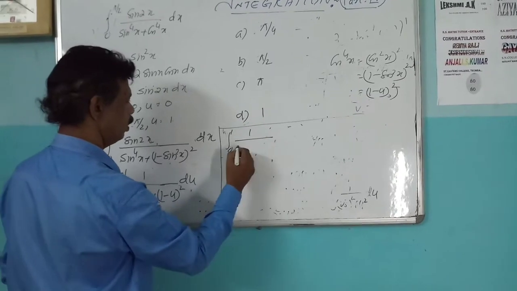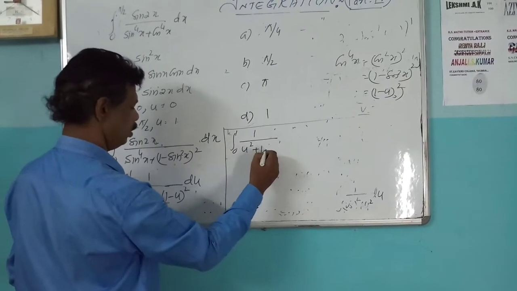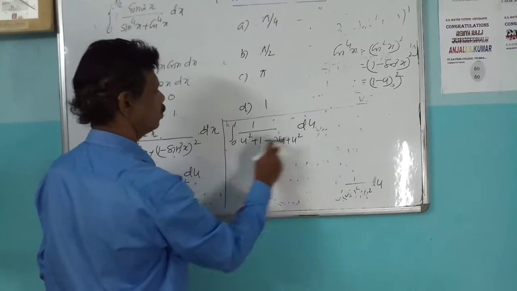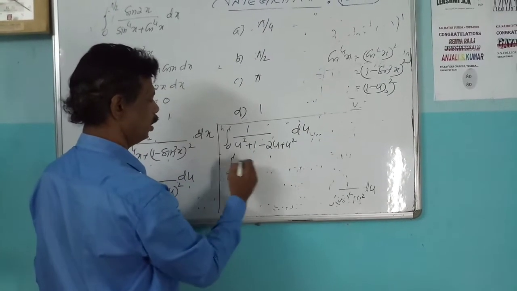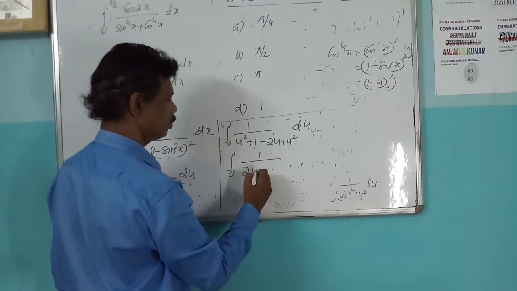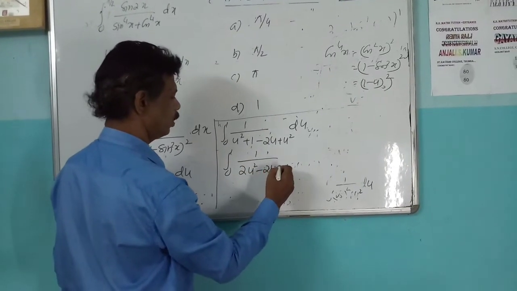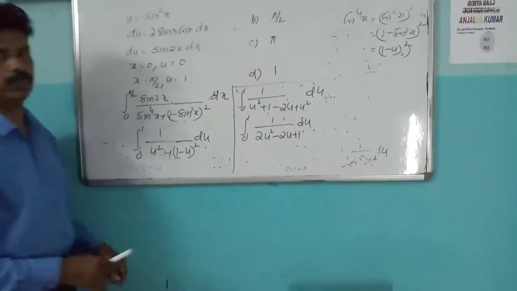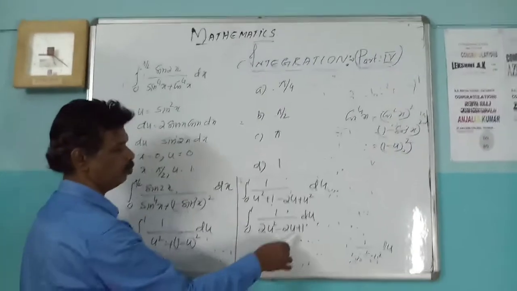1 divided by u square plus 1 minus 2u plus u square into du. Okay. u square plus u square equal to 2u square. So 1 by 2u square minus 2u plus 1 du. Okay, 1 by u square equal to 2u square minus 2u plus 1.